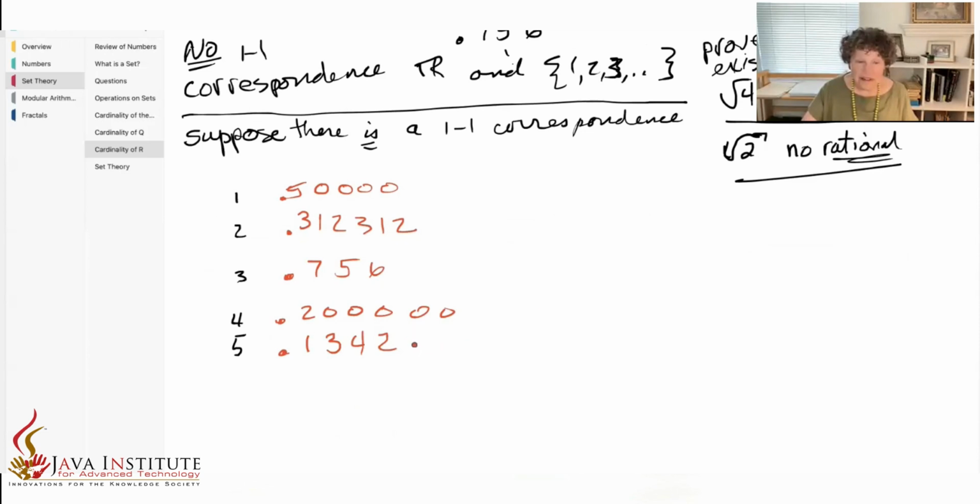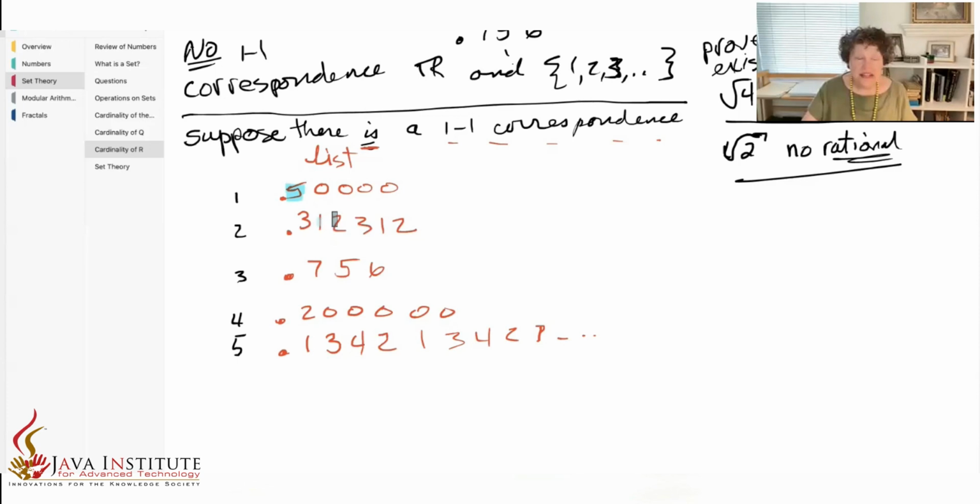Okay, so maybe it's 1, 3, 4, 2, like that. So we have this list. Okay, so Cantor is being like the naysayer, the person that says no. So you come with a list. You say, okay, I think there is a one-to-one correspondence, and I have a list. And Cantor says, you think you're so smart, but I'm going to find something that's not on your list.